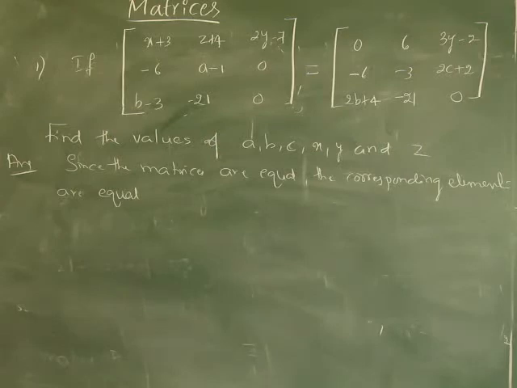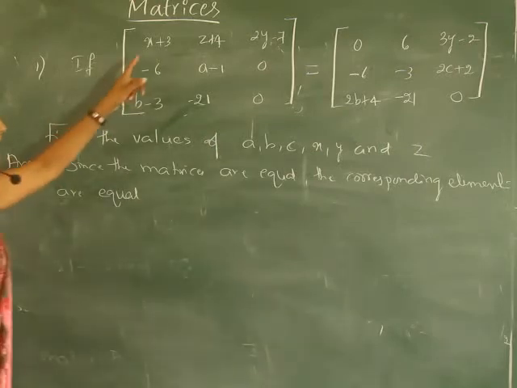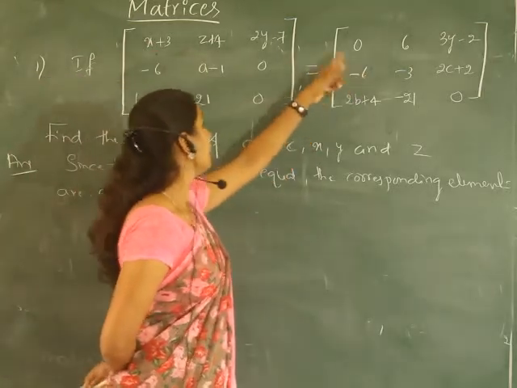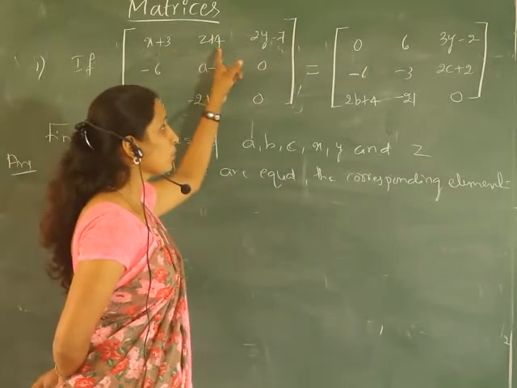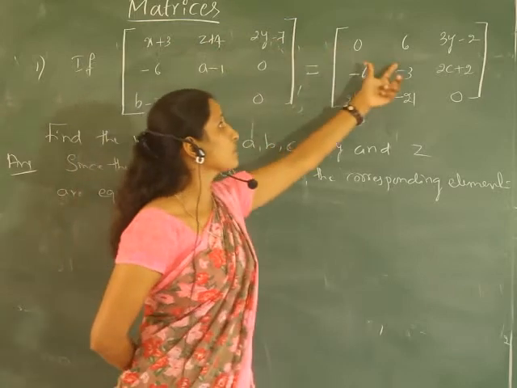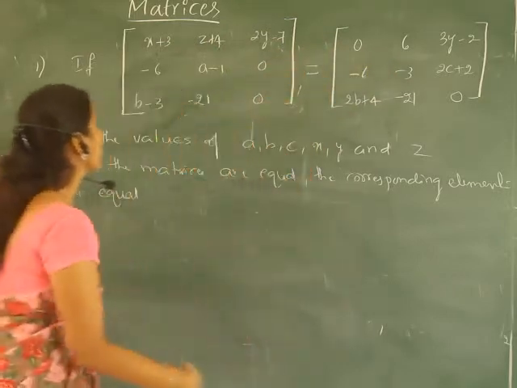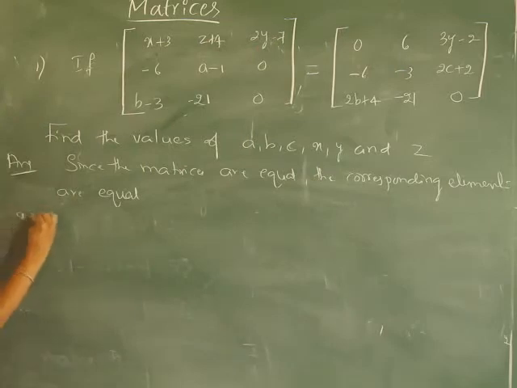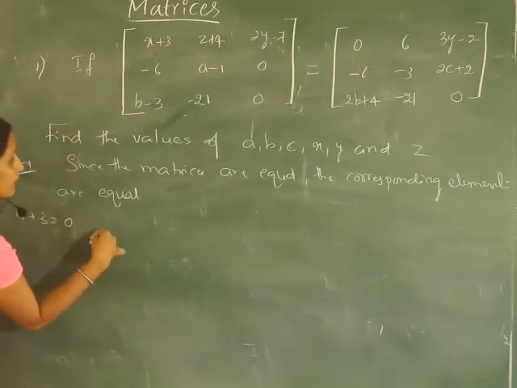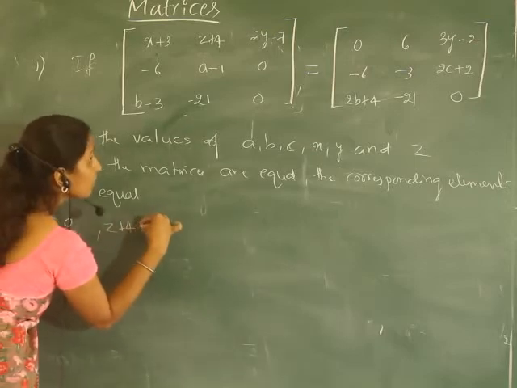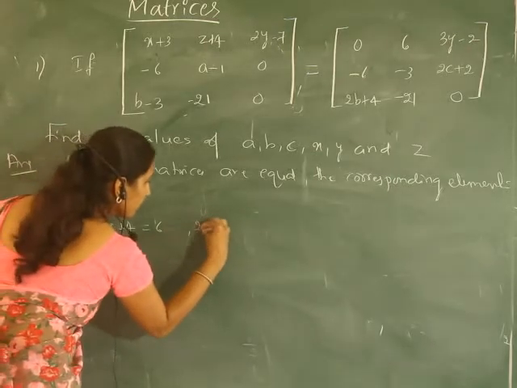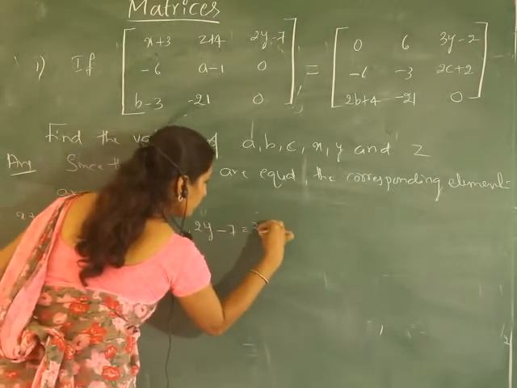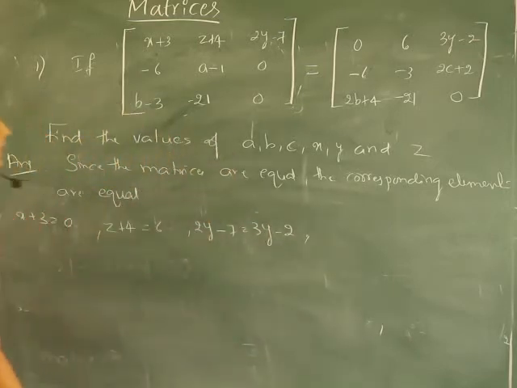So we can compare the matrices. The first entry A11 is x plus 3. Here it is 0. So we can say these two elements are equal. And the A12 element is z plus 4. Here it is 6. So we can write z plus 4 is equal to 6. So we can write x plus 3 equal to 0. Then z plus 4 is equal to 6. Then 2y minus 7 is equal to 3y minus 2. So we can calculate x, y and z from this.